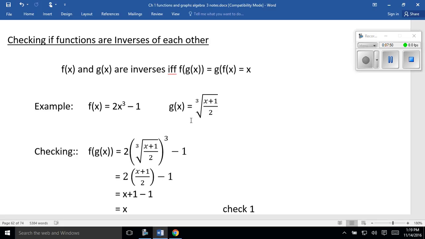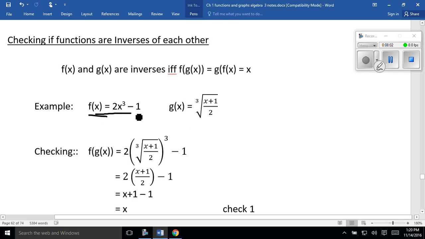And they will ask you if they are inverses of each other. You have 2 methods to find this out. The first one is what we just did. So I could take this one, switch your x's and y's and solve it and see if it equals this one. That's method 1.